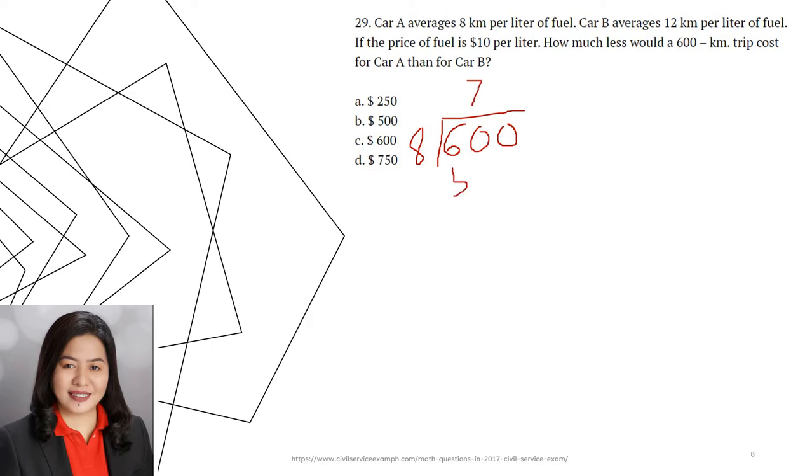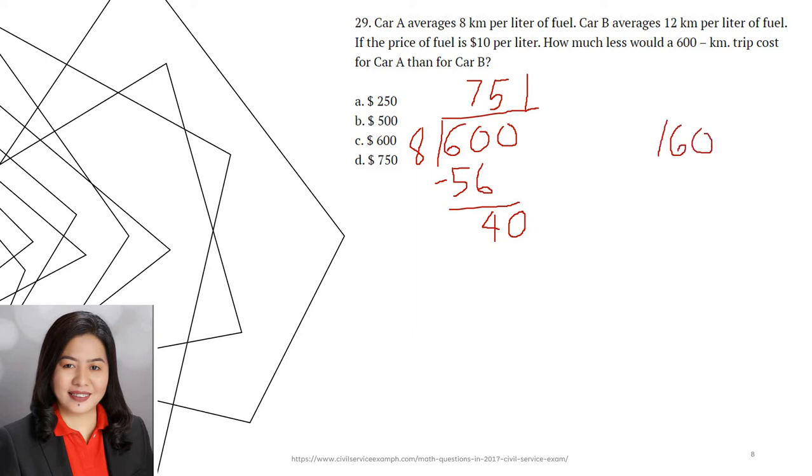So 60 minus 56 is 4. Bring down 0. 40 divided by 8 is 5. So it will take 75 liters for car A to consume. Car B, that would be 600 divided by 12.